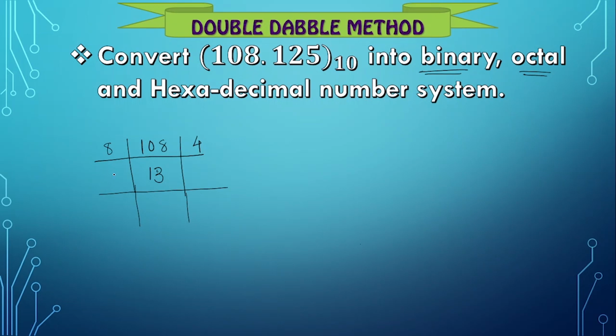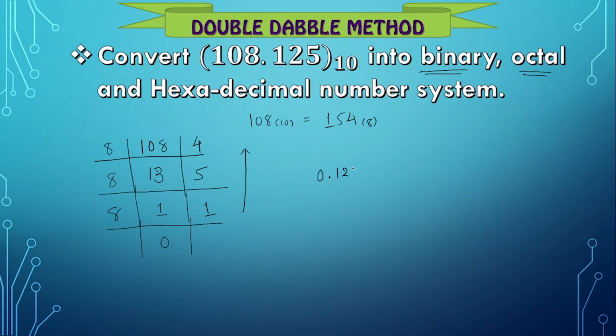Then again we will divide this 13 by 8 and we will have quotient 1, and 13 minus 8 will give you 5, because 8 plus 5 is 13. And then we will again divide 1 by 8, so the quotient will be 0. Now we will stop our division over here and the remainder will be 1. Okay, and if we write it from downside up, then 108 in decimal is equivalent to 154 in octal.